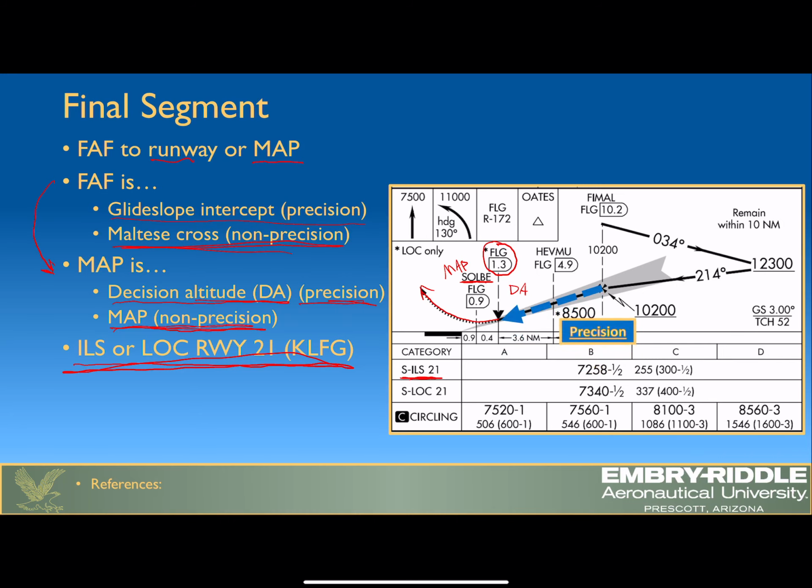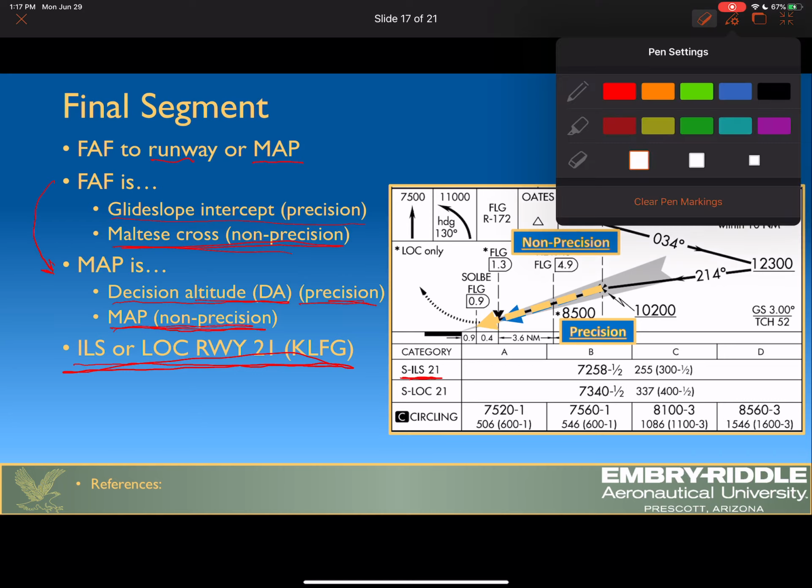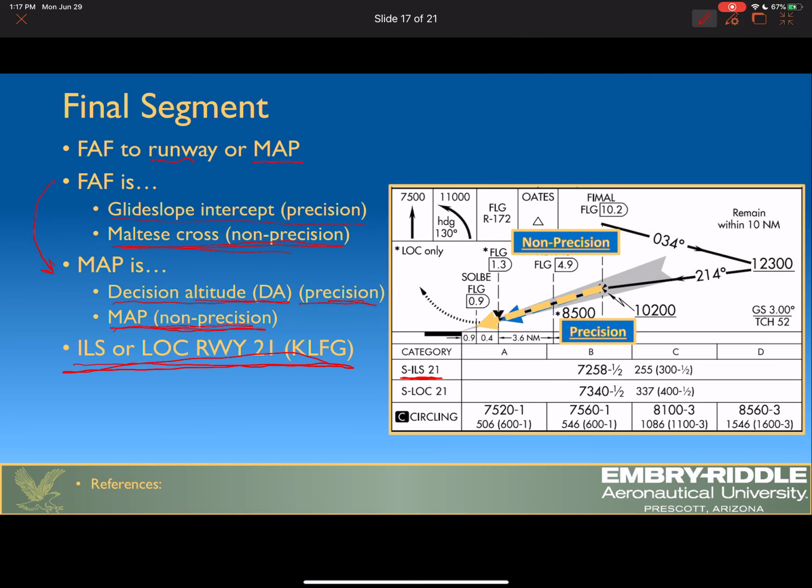So here we have, for precision, that's the decision altitude, and then our MAP, or for our non-precision, comes a little later. So what that would look like, there are two different points. They've charted it, think of it this way, they've charted it for the ILS. So the DA, the missed approach flight path, is charted for the ILS.